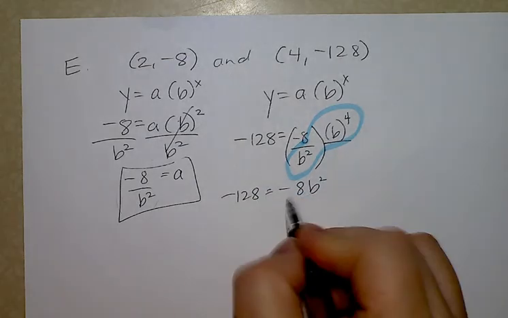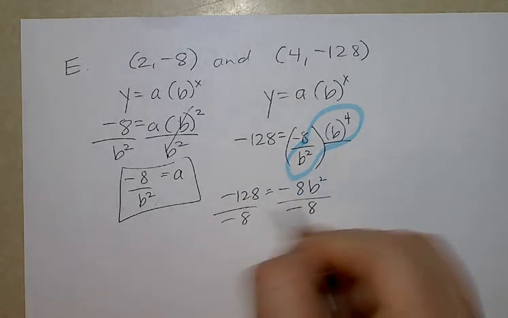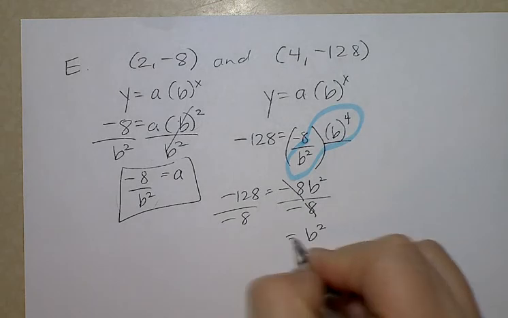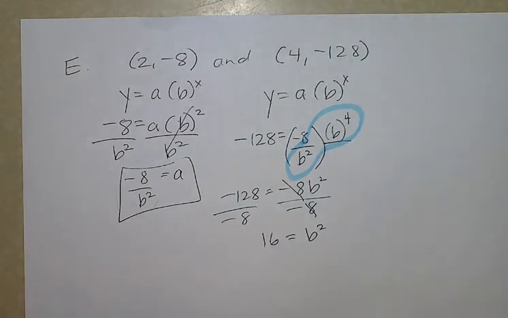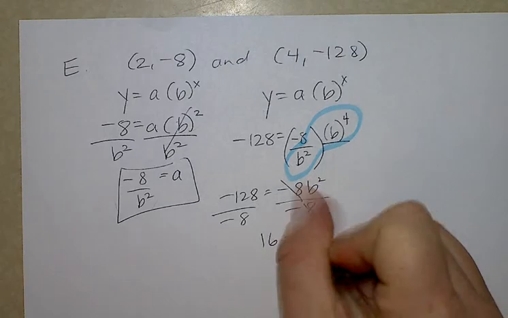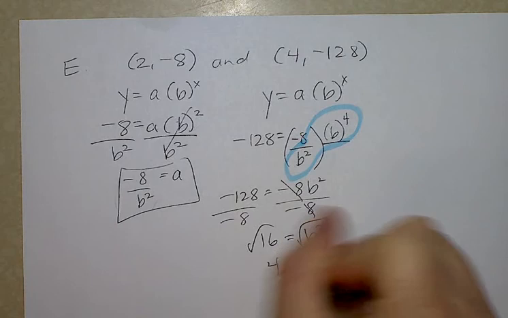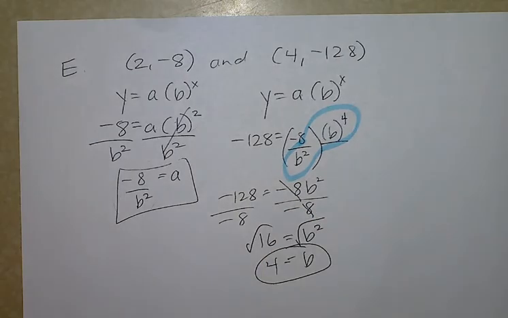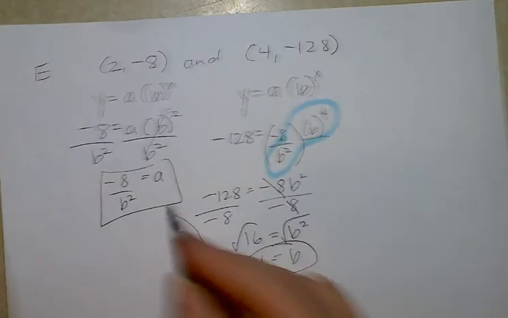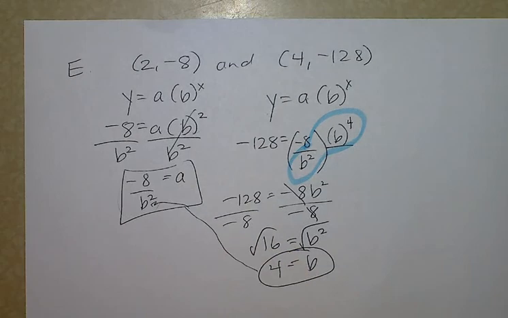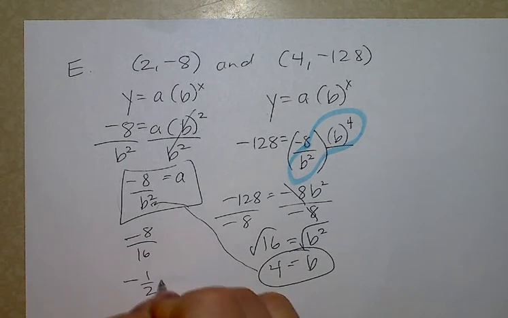Can you please help me out? Please take -128 and divide it by 8. Thank you. And if I ask you to solve this, remember, your answer should be plus or minus 4, but because we know b is a value in an exponential equation, b has to be greater than 0, so we're only going to use the answer 4. Okay, I'm going to come back here. I know that 4 squared is 16, and I know that negative 8 divided by 16 reduces to negative 1/2.